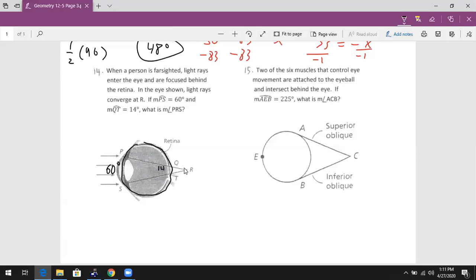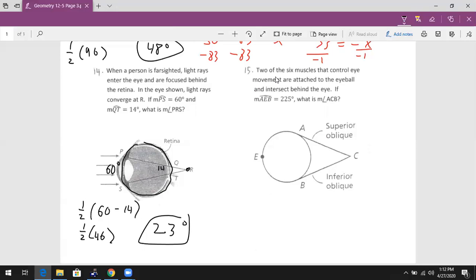What is the measure of angle PRS? Okay. Well, notice the vertex is outside the circle, so the angle is half the positive difference, or the big arc 60 minus the small arc 14. 60 minus 14 is 46, so half of 46 gives us 23 degrees.